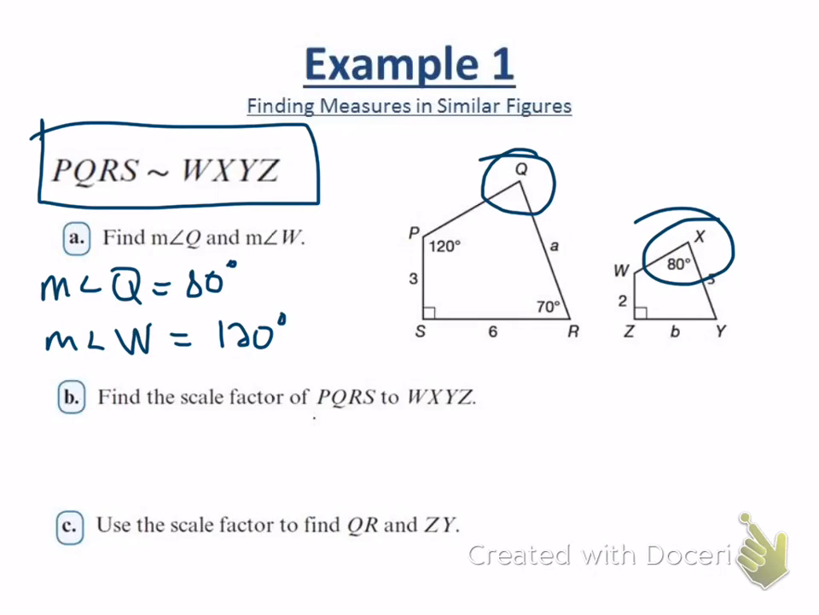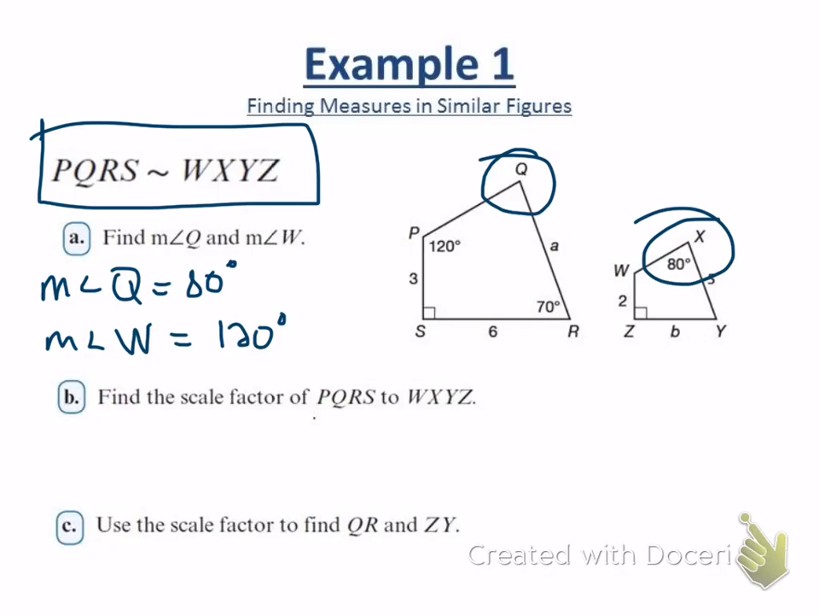Now, what you just said is a huge deal. What makes it have the same shape? The angles are the same, right? And if we change the proportionality, it would change the angles. Right? All right, now find the scale factor of PQRS to WXYZ.